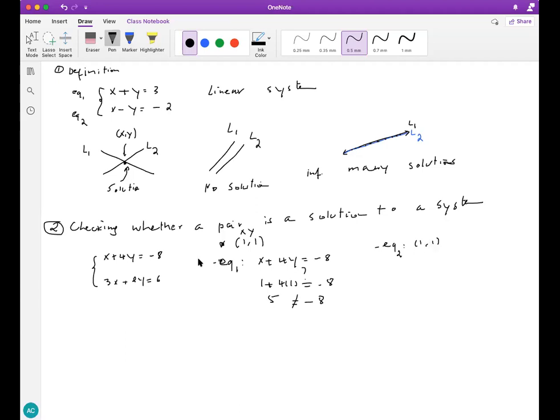So again, x and y, let's plug them. We're going to plug x and y into the second equation, equation 2.